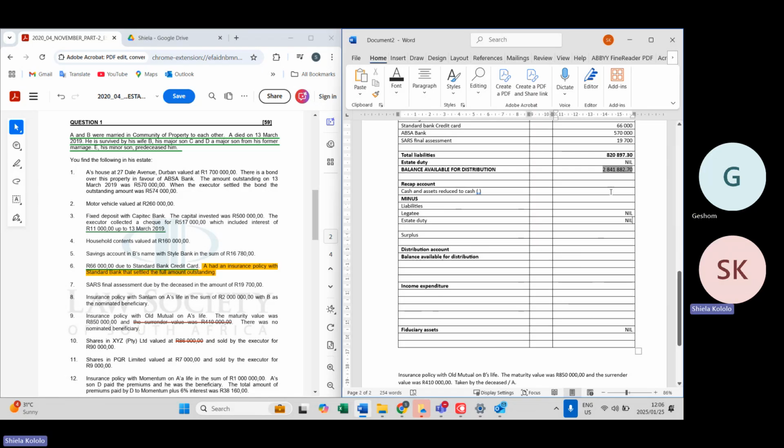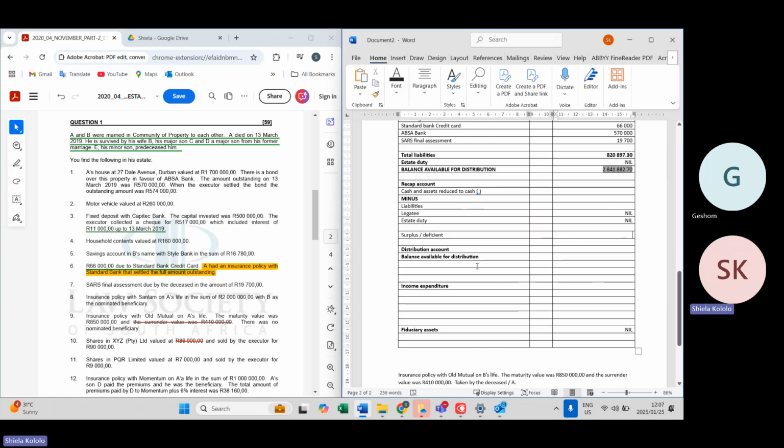And then you would have taken the cash and assets reduced to cash, which is this part. You minus everything that you got here. Then your total will be either a surplus or a deficit. When you get a positive amount, it's a surplus. If the answer has a minus in front, we call it a deficit, which means the money that we have in cash is not enough to settle our liabilities.